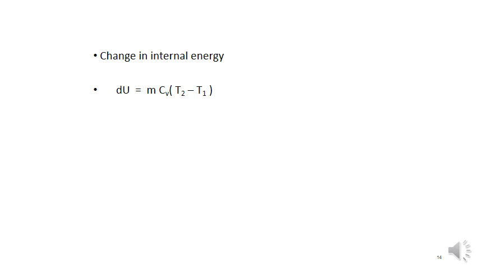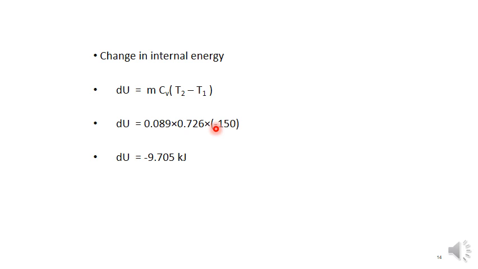And in the problem they also asked to calculate the internal energy, dU, which is m Cv (T2 minus T1). First we calculate the mass, Cv value is given in the problem, and T2 minus T1. In the problem they gave T1 minus T2 as a difference of 150, but here the formula is T2 minus T1, so we write minus 150. So dU is minus 9.75 kilojoule. So internal energy is decreasing.